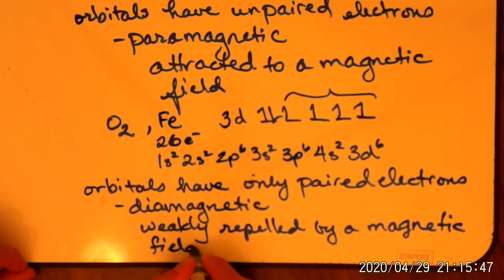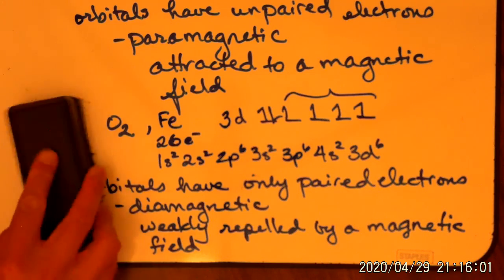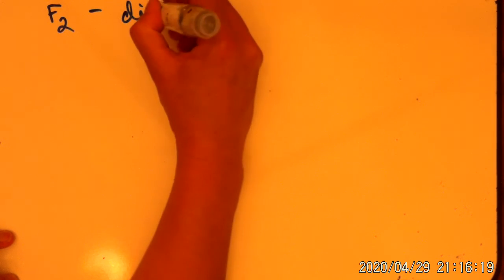So at times it was considered that it wasn't even responding to a magnetic field, like it wasn't influenced at all, but it's actually slightly repelled, very, very weakly. And an example of that we've been talking about was fluorine. We find out that fluorine is diamagnetic.